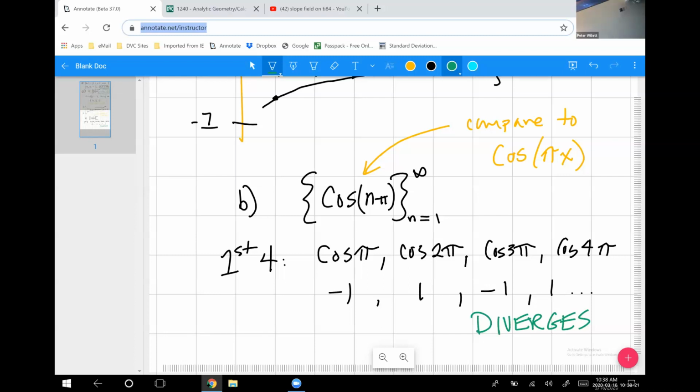So diverging does not have to mean going off toward infinity or something like that, even though that may be the case. As in this case, it doesn't go off to infinity, it just refuses to settle in on a value. It just keeps going back and forth between 1 and -1, and we still use this term that it diverges.